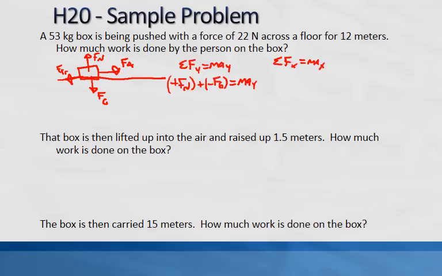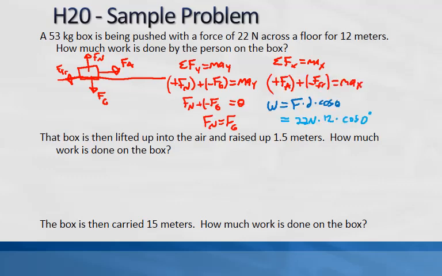All right, so for the first one, we have our force, and we have our displacement. The force applied is to the right, displacement's to the right. So the angle between the displacement and the force is 0 degrees. And we can apply the force, and it'll go to the right.